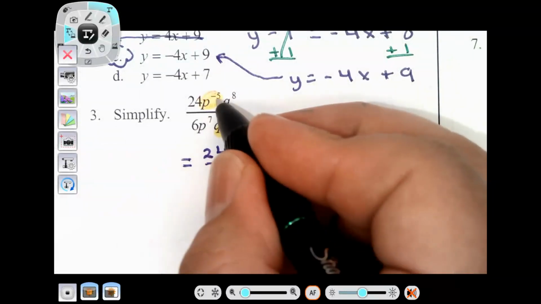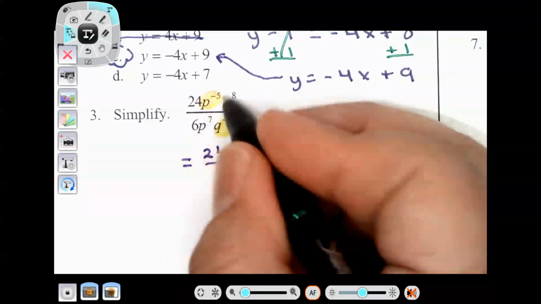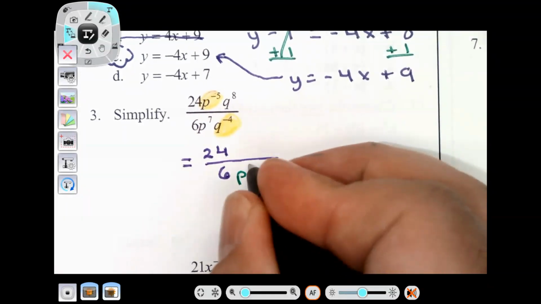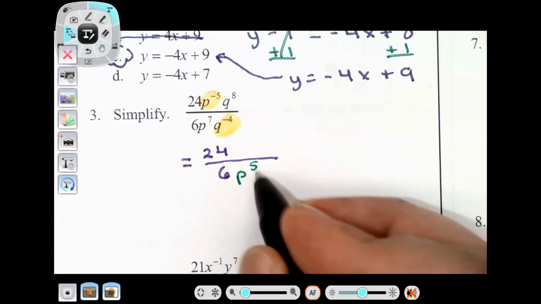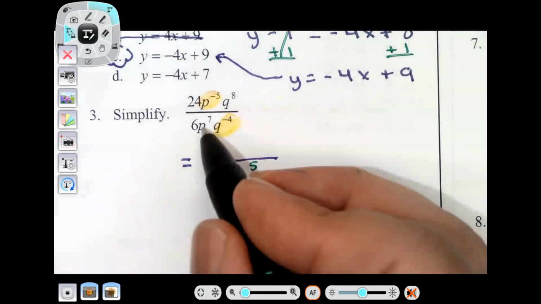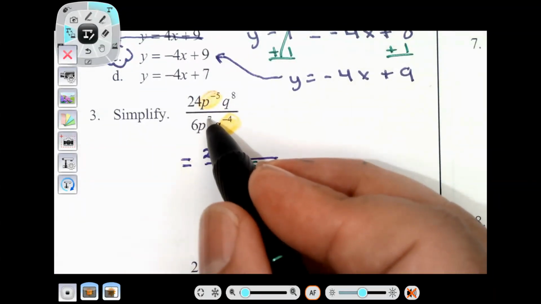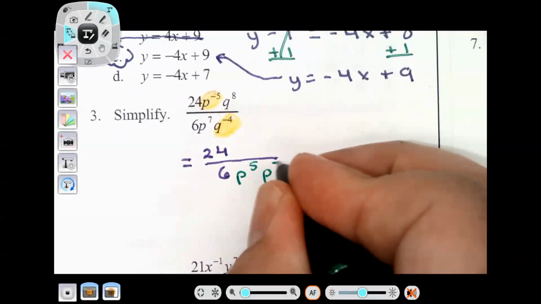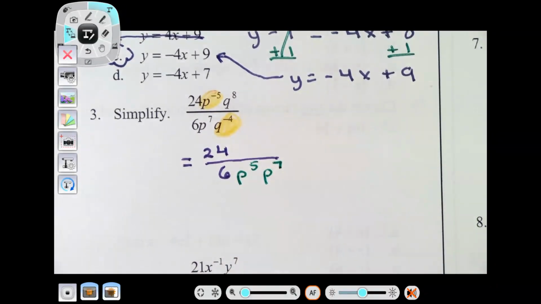So now I look at the letter P. This P has a power that's negative. Well, if it's at the top, I'm going to send it to the bottom. But don't forget, when you move it, the negative disappears. But then look at this P. There is no negative power. Well, then leave it. If it doesn't have a negative power, you leave it where it is. And then we keep looking again.